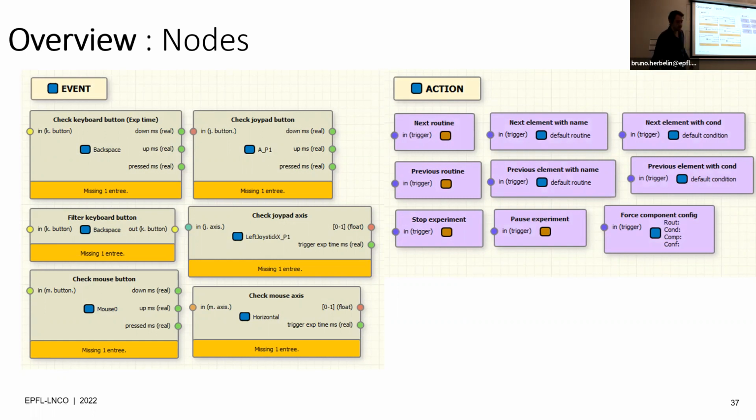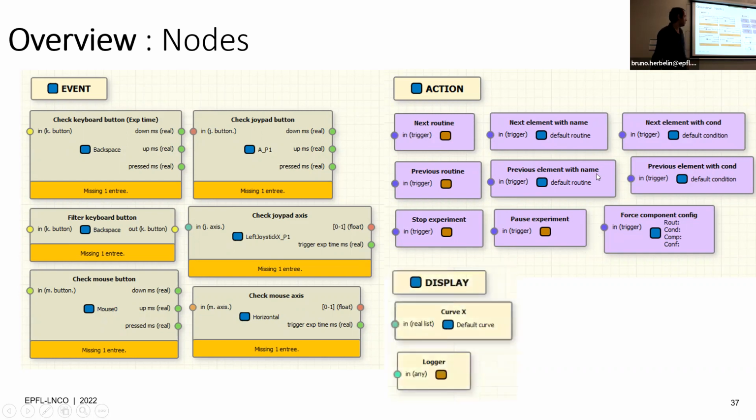You have next routine, meaning it will ask the next frame to go through the next routine. So if you have a routine with a big amount of time and you are just waiting for an input from the user, when you get a set input, you can say, okay, go next, and it will schedule the next routine. You can go to a specific routine with a specific condition. We can change the config from a routine. You can stop the experiment, pause it, many ways to manipulate.